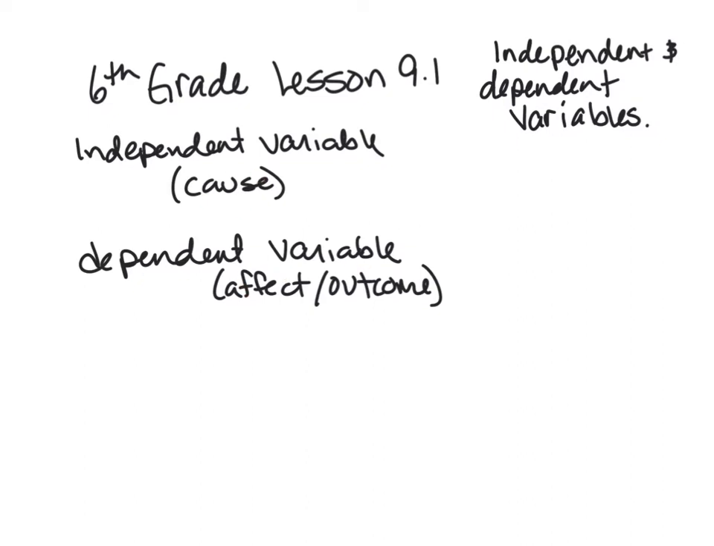Dependent variable is what's affected by it, or what the outcome will be, or what the answer will be. The answer depends on that one piece of information. It's waiting for that one piece of information, the independent variable. Let's see how they are looking for us to understand that.